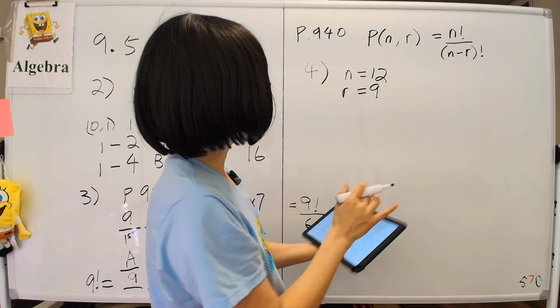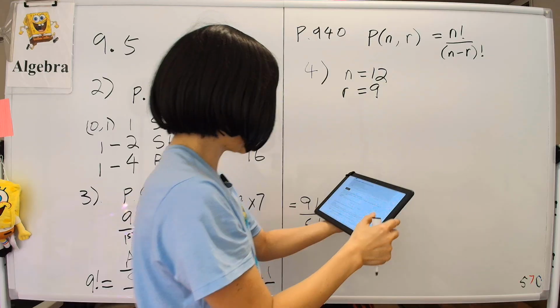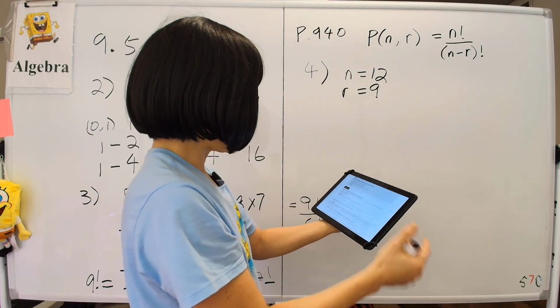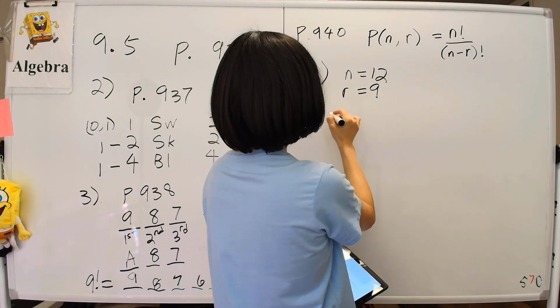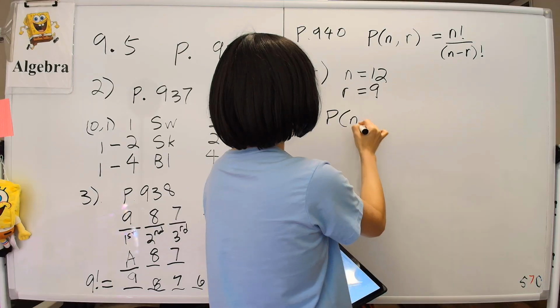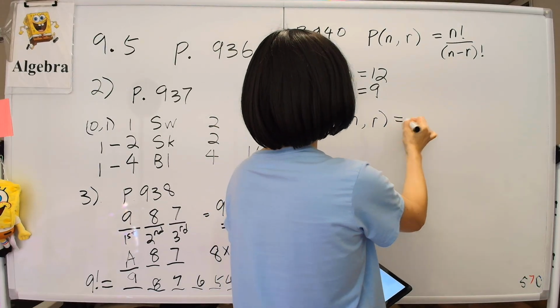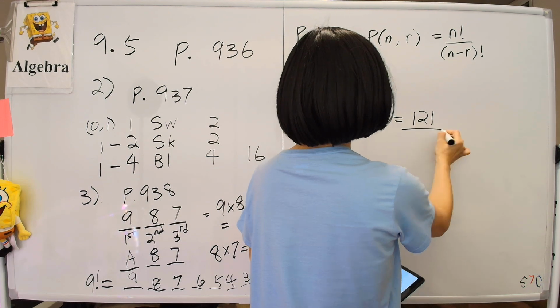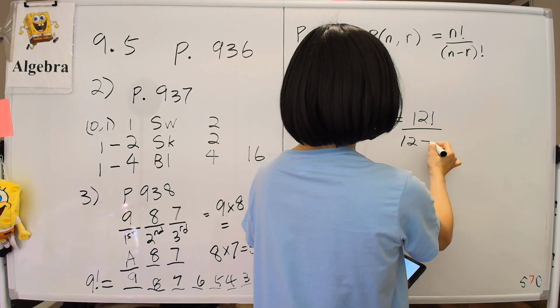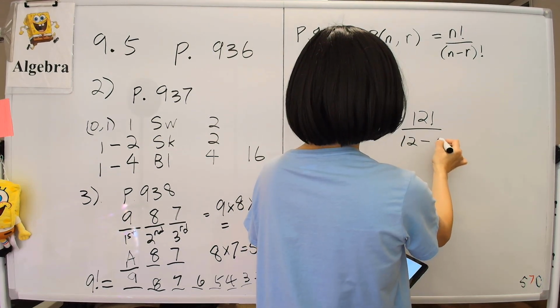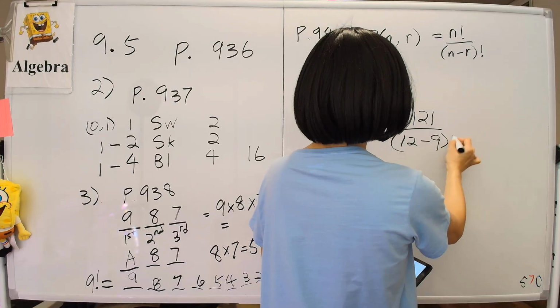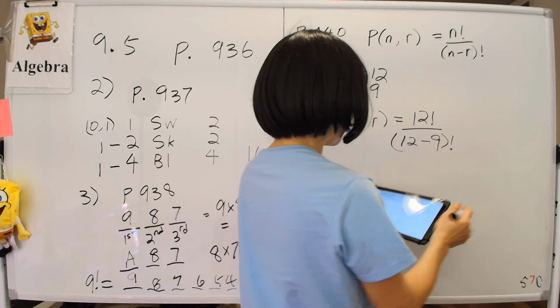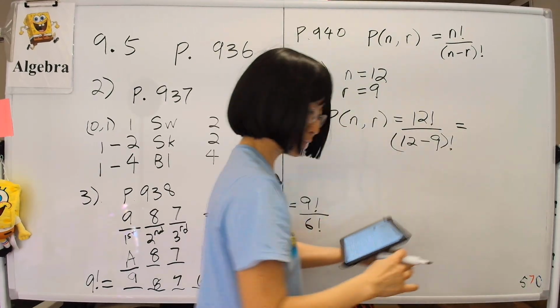So then we will apply the nPr formula, which will be equal to, so nPr is equal to 12 factorial divided by 12 minus, what is it, 9? Yeah, that would be 3 factorial, and that will be equal to something.